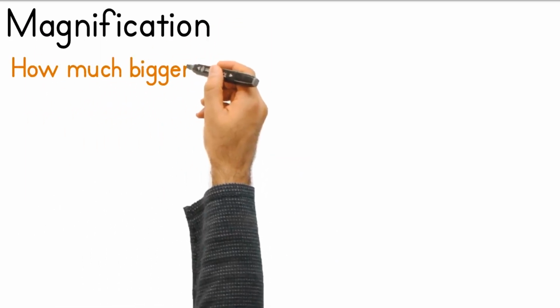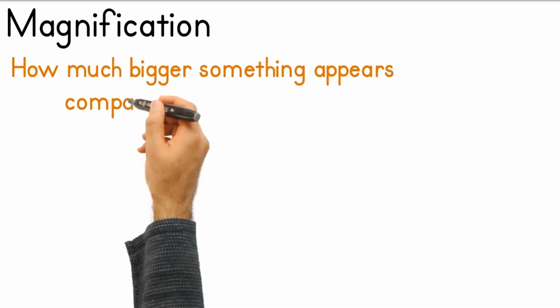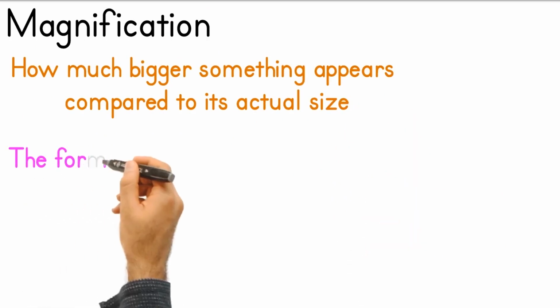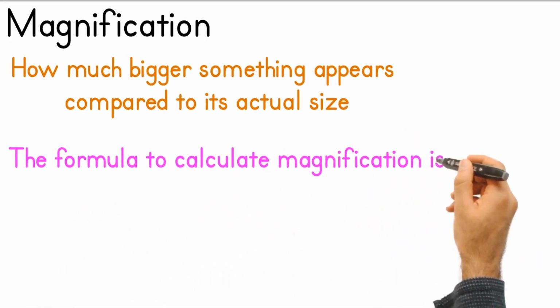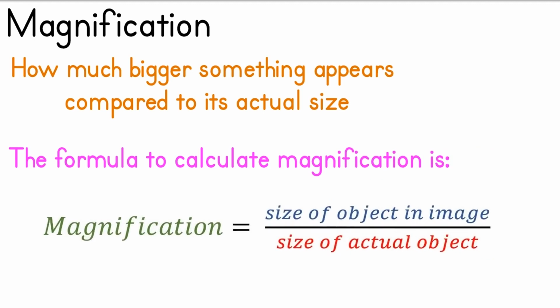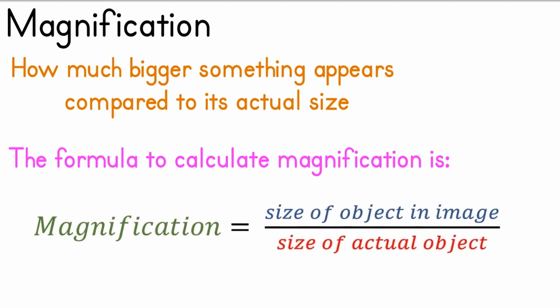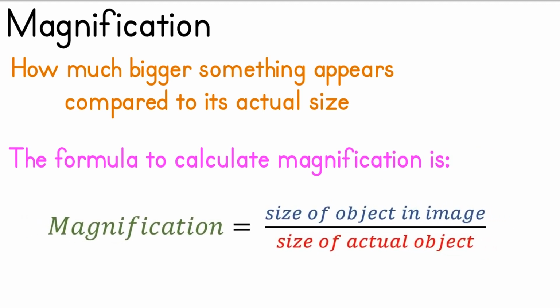Magnification. Magnification is how much bigger something appears, compared to its actual size. The formula to calculate magnification is equal to the size of the object in the image, divided by the size of the actual object.